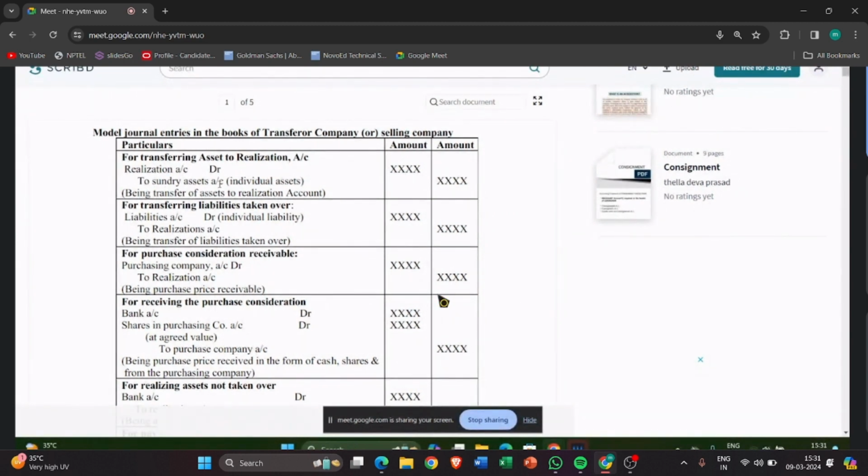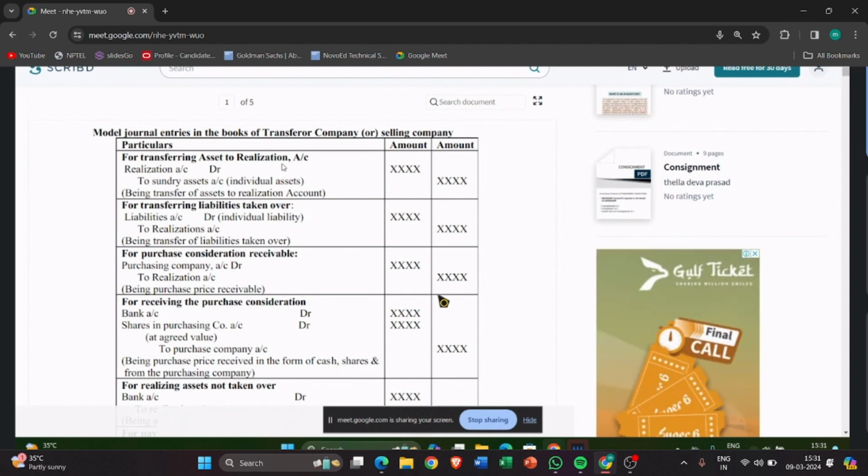So the first journal entry is for transferring assets to realization. You'll be given a balance sheet in the problem. All the assets that are there, you will transfer to realization. So the first entry you will write: realization account debit to land and buildings, to plant and machinery, to debtors, to cash, to stock, all the assets. Remember, what is important is we will not transfer fictitious assets.